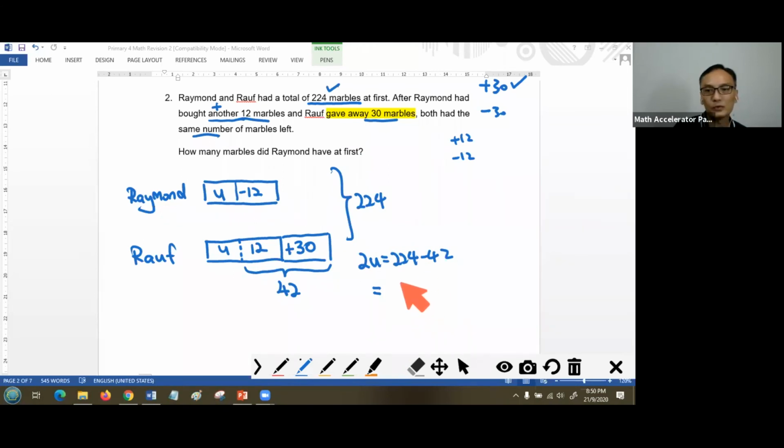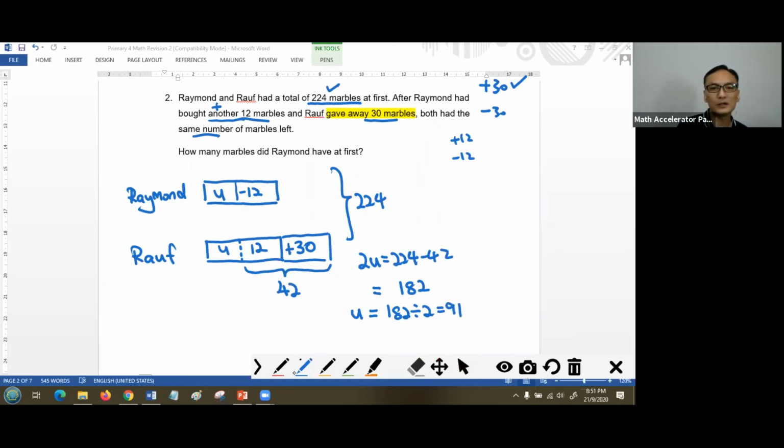We should get 182, right? So now if 2 units is 182, can you let me know what's the value of 1 unit? Right, we take 182 divided by 2. What do you get? 91. All right, thank you, everybody.